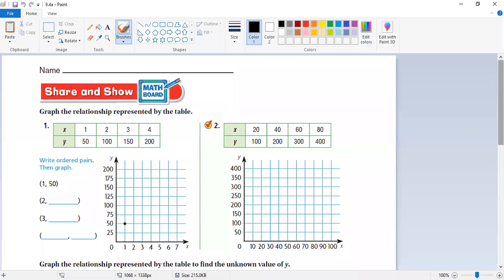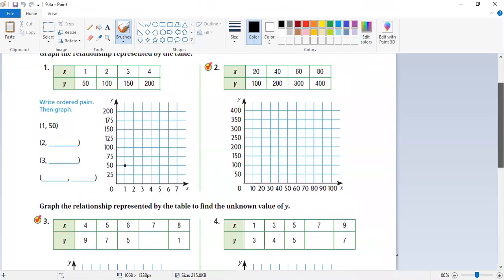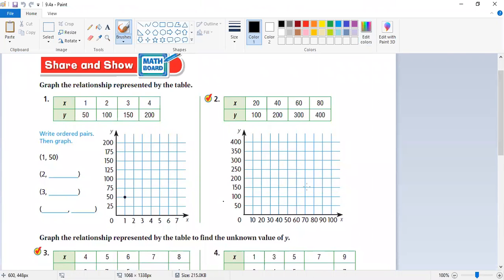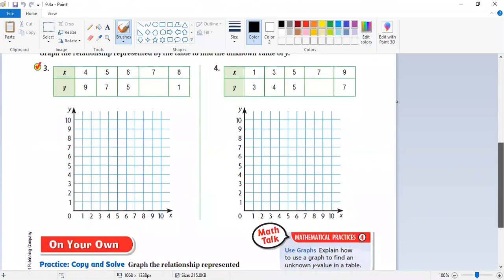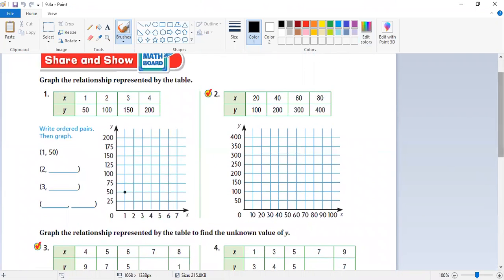Okay, so this is page number 513. I want you to do question number 1, 2, 3, and 4. We will try to finish as much as we can, and then let's see whether we can finish the lesson, because I just gave one period for today. This lesson is not difficult for you, so I just kept it for one day.